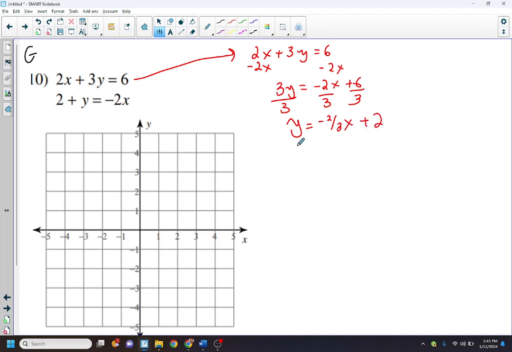Which means I know my m is negative 2 over 3, which is down and right, or the opposite, up and left. And then my b is positive 2. So starting at 2, I go down 2, right 3, down 2, right 3, would fall off, up 2, left 3, up 2, left 3 would fall off. Make your line over here.